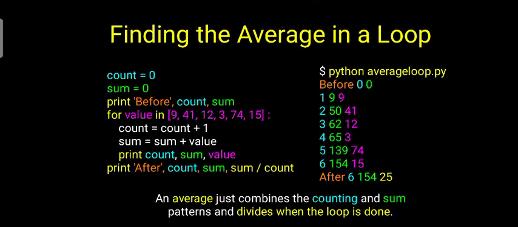One point to be noted here is that when we divide an integer value by another integer value, it always gives an integer. So if we divide 154 by 25, it gives 6 as the quotient, which is an integer value instead of a real number.